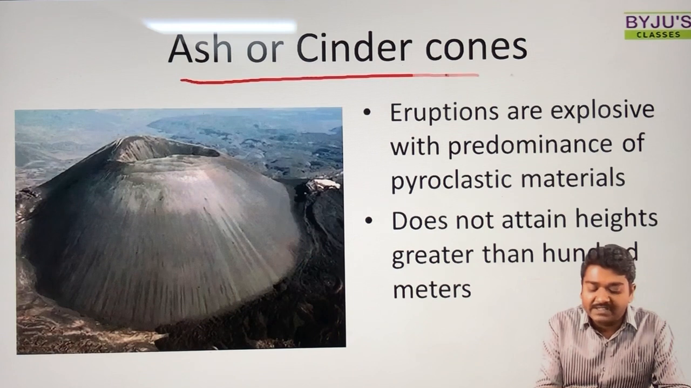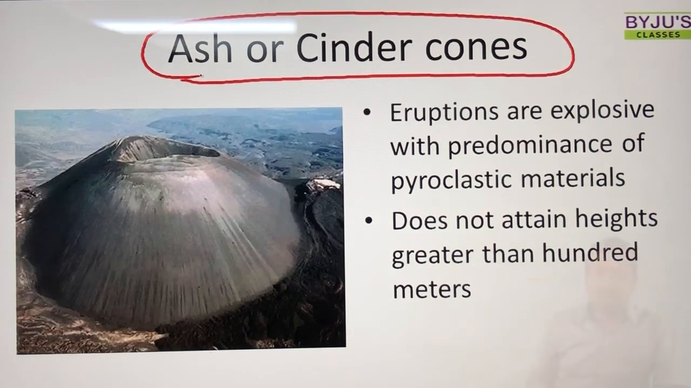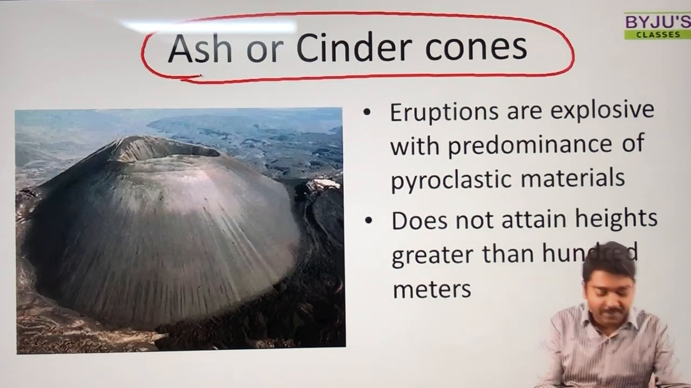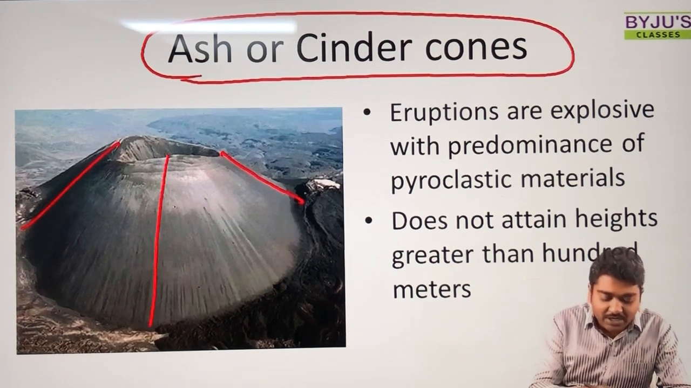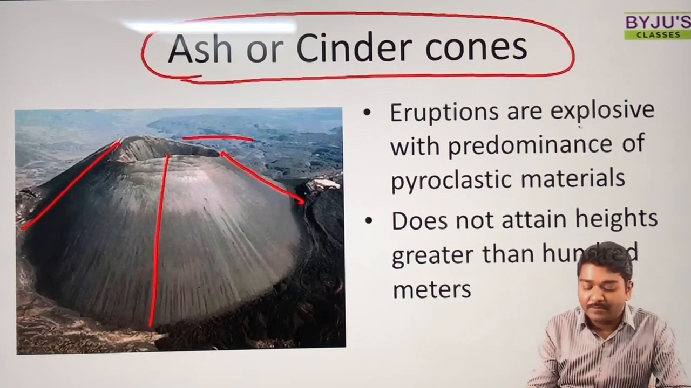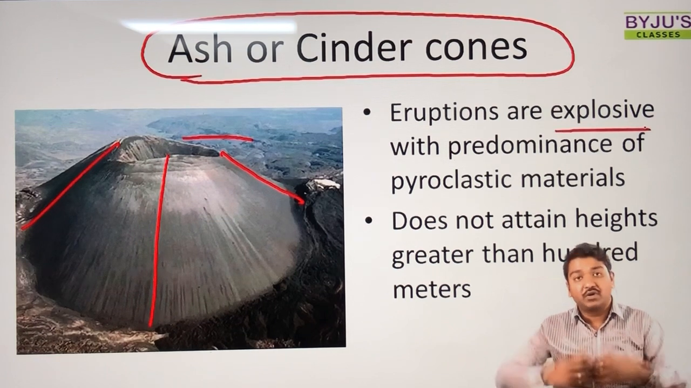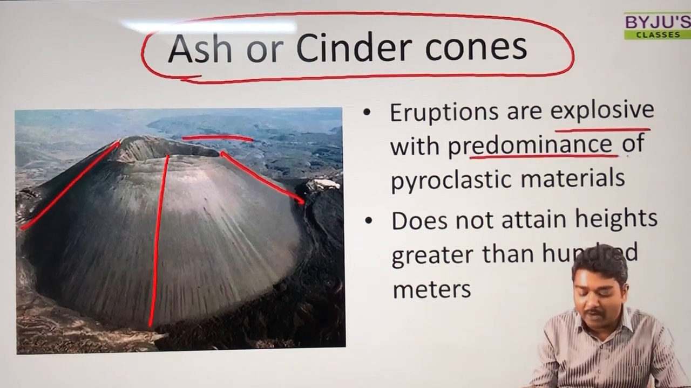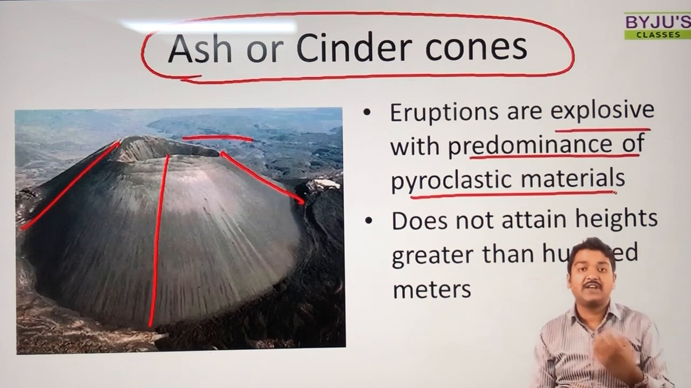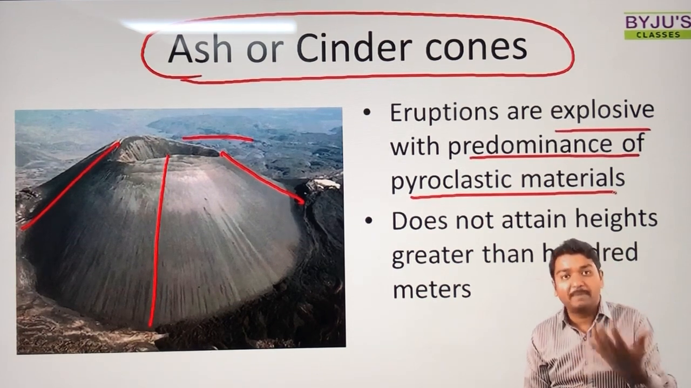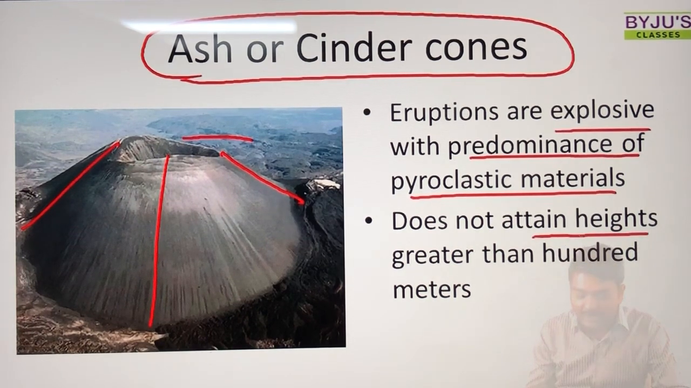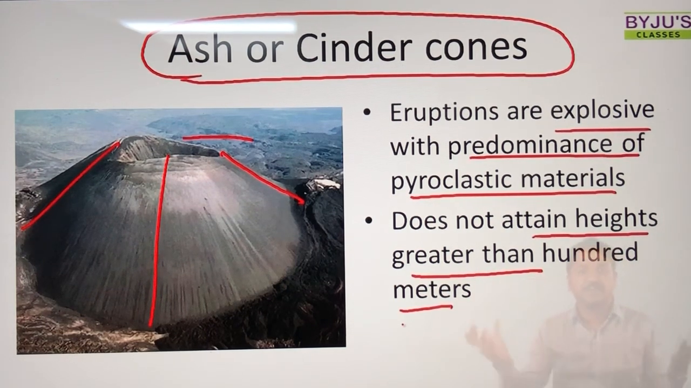Ash or cinder cones. Okay, so here the cone shape, can you see this, is usually made of ash. Eruptions are explosive. When it is explosive, then only you get ash and all, with predominance of pyroclastic material. Obviously, if you have to have ash, it has to be pyroclastic. Does not attain heights greater than 100 meters. Why? Ash, it spreads out. Whenever there are great explosions, it falls apart rather than staying at one particular place and forming a cone.